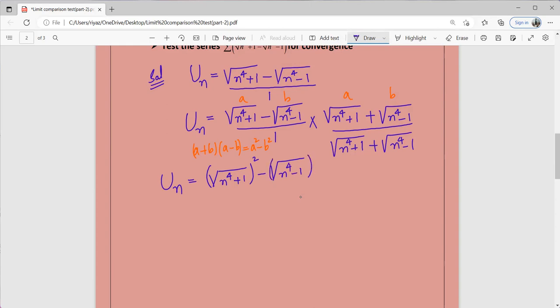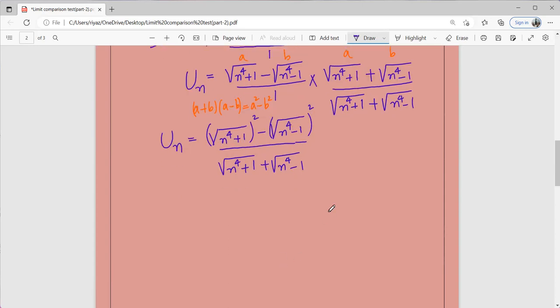And in the denominator, what I am doing here is, if I multiply with 1, I get the same answer again. It means root of n to the power of 4 plus 1 here plus root of n to the power of 4 minus 1 here. Clearly? Any doubt in this? No doubt, sir. Square and root will be cancelled, as you know. Square and root will be cancelling out.